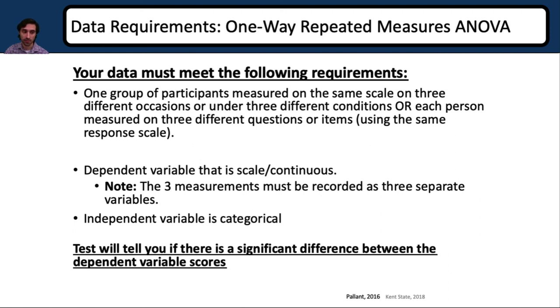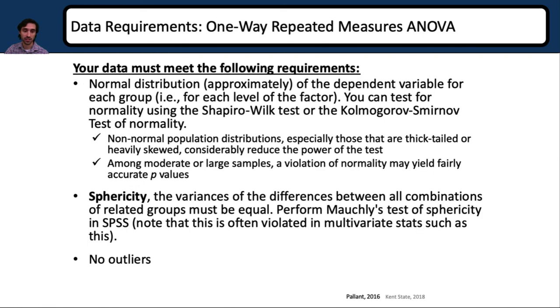And you need to make sure that you have independent variables that are categorical, and then you have to test if there's significance between them. So again, these should be normally distributed, and any non-normal populations, especially those with thick tails, should be considerably reduced based on the power of the test. And so you can lower the power, which would help, but you're also running into some issues with sample sizes. That is where sphericity looks at the differences or the variances among the different groups and all the possible combinations.